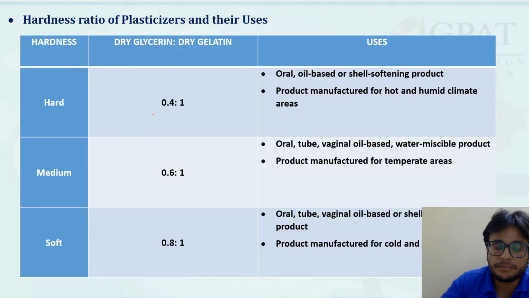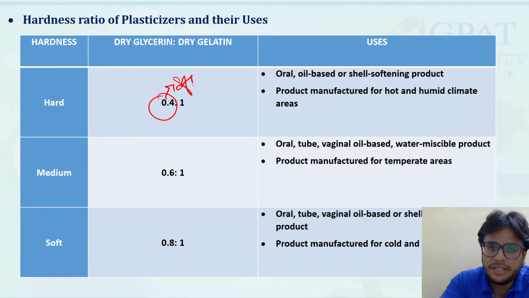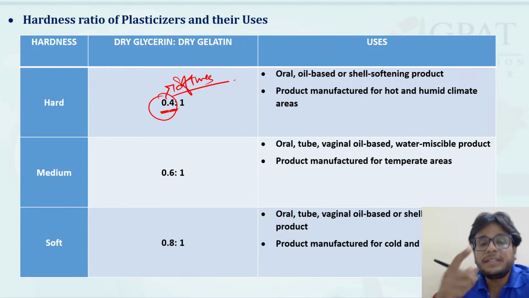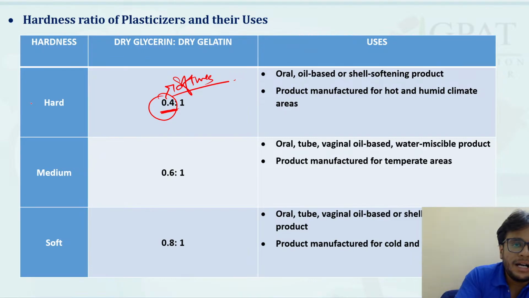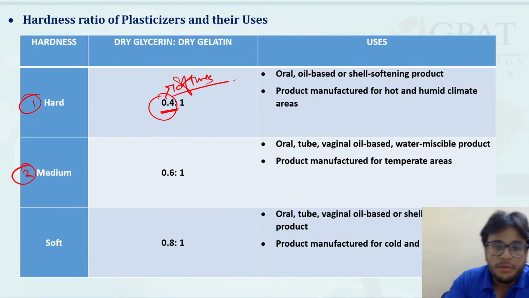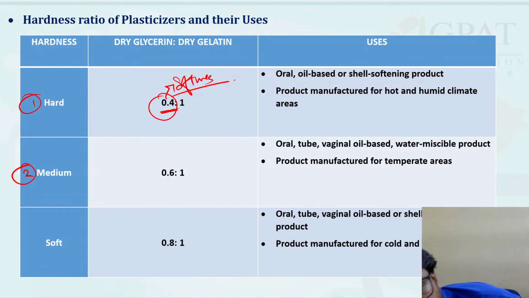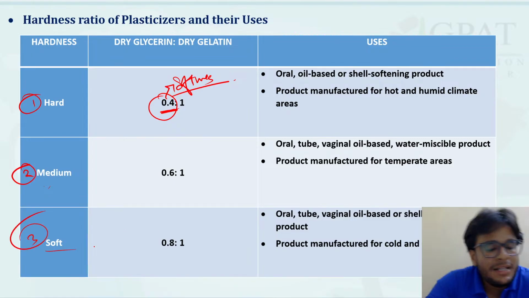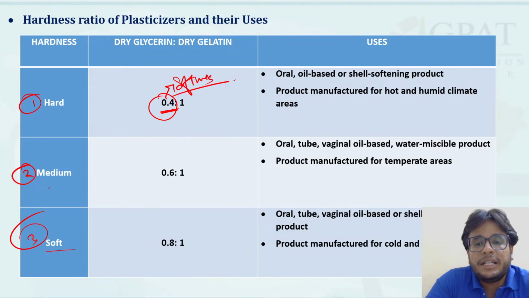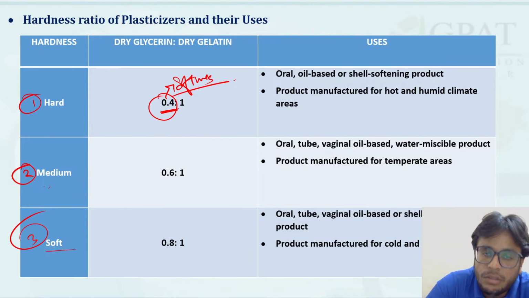Let's come to the concentration of plasticizers that will cause the softness. There are different kinds of capsules. If they contain glycerin, a plasticizer, in a 0.4:1 ratio, they form the hard gelatin capsule. If they are utilizing 0.6:1, it forms the soft medium gelatin capsule. But if they are utilizing a plasticizer concentration of 0.8:1, that forms a soft gelatin capsule. We can say as the concentration of the plasticizer increases, the softness of the capsule also increases.